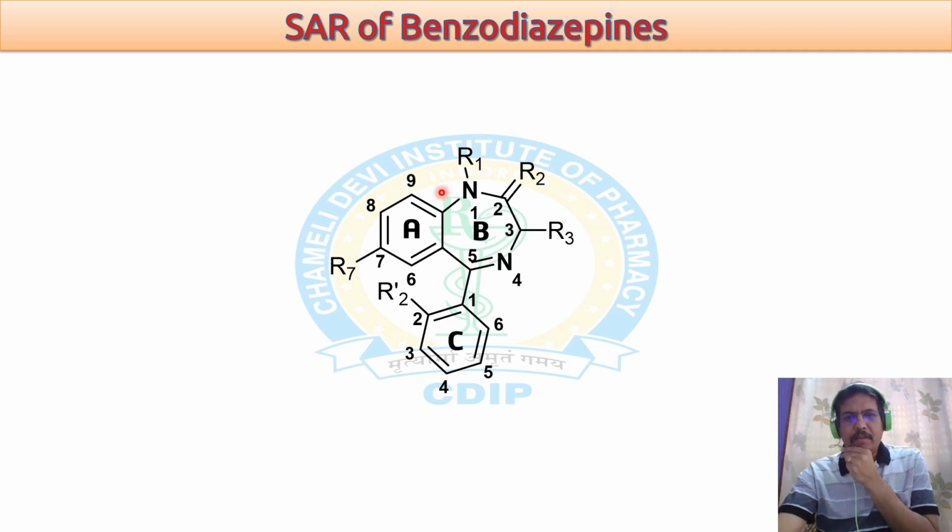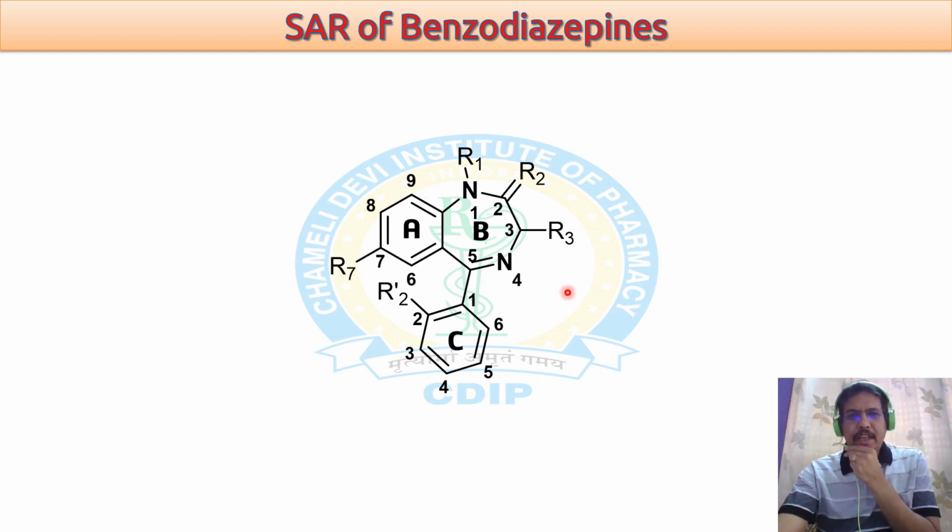So ultimately there are different locations. One is the A ring, because this benzodiazepine nucleus is a fused ring system of a benzene and a diazepine ring. So we can go for modification on this benzene ring, as well as on this diazepine ring system.